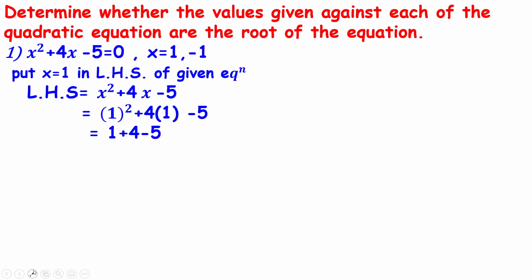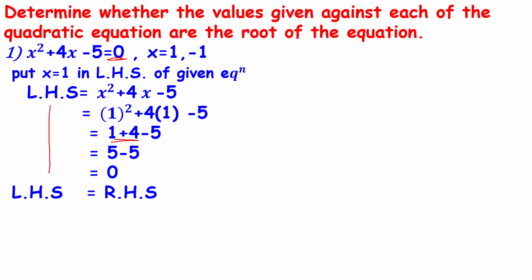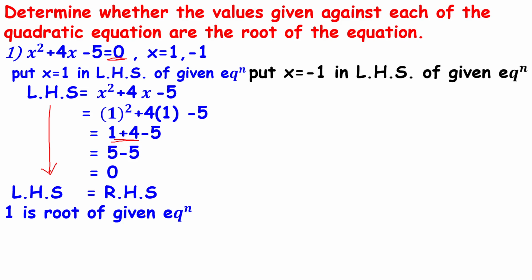Here the 4 and 1 have the same sign. Therefore we have to take the addition of this 4 and 1. 4 plus 1 is nothing but 5, and negative 5. 5 minus 5 is 0, and that is equal to the value of RHS. Therefore LHS is equal to RHS. That means x is equal to 1 satisfies the given quadratic equation. Therefore 1 is the root of the given equation. Second, we check whether negative 1 is the root of the given equation.